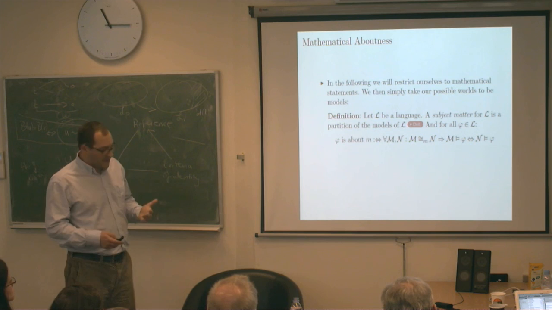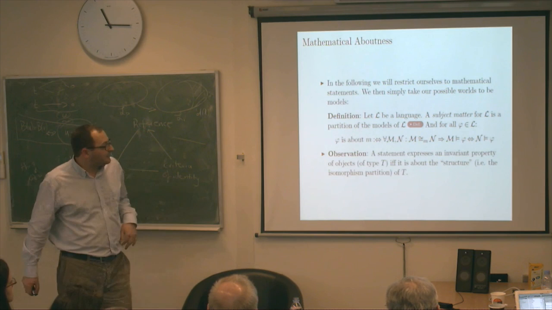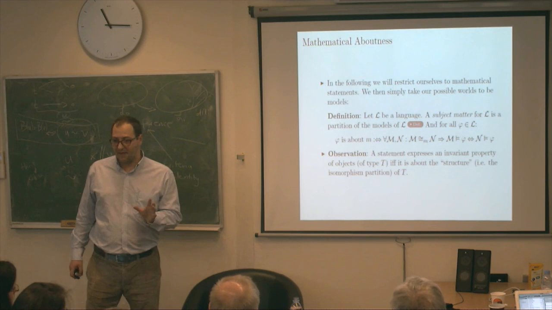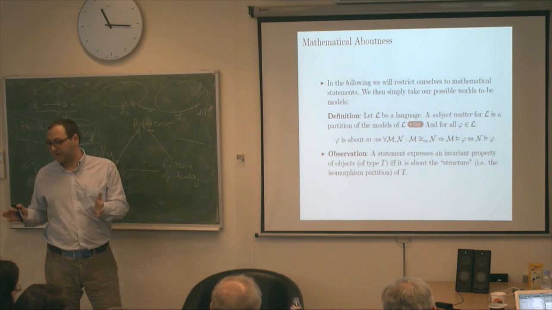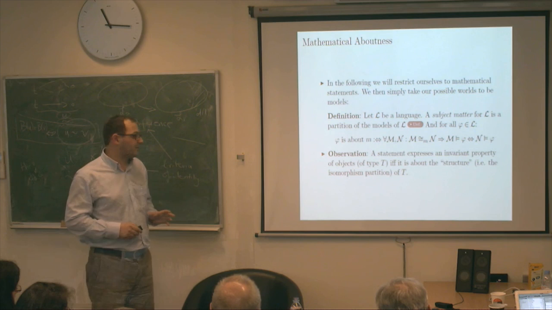And our idea now, but we still haven't worked it out sufficiently, so it's really a sketch that I present here, is that you can look at a specific subject matter in mathematics, and this is simply the isomorphism relation, or the partition given by that isomorphism relation, and you can be inclined to call that the structure of the objects of a given mathematical type.